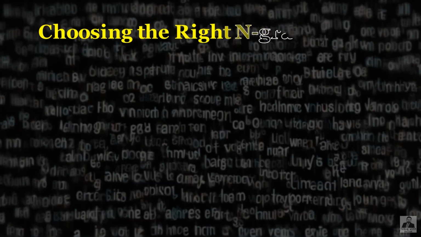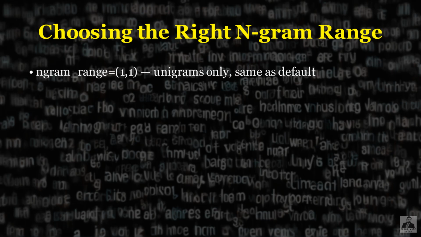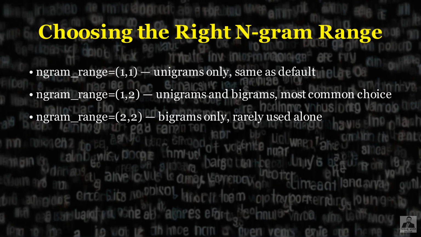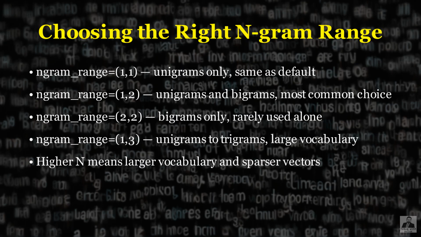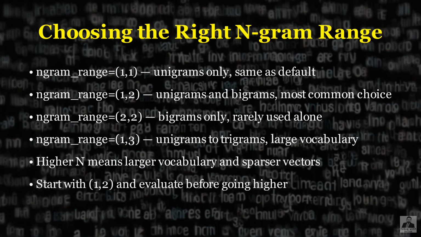Choosing the right n-gram range is a balancing act. Unigrams alone miss context. Including bigrams adds meaningful phrases without exploding the vocabulary size. Trigrams can capture even more context, but they significantly increase the number of features and make vectors more sparse. Very high values of n produce features that almost never repeat across documents, making them statistically useless. The range of 1 to 2 is the most common starting point in practice. Evaluate it first before deciding whether to extend to trigrams.